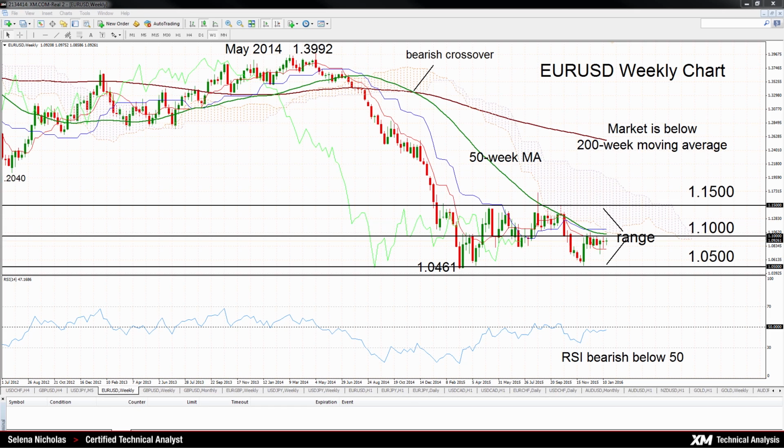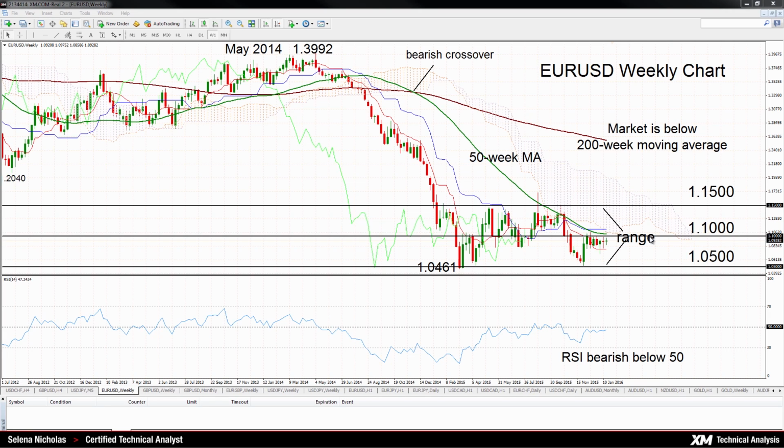Today's January 20th, 2016. We'll start with Euro USD on the weekly chart. The bias in Euro USD has been neutral on the weekly chart since falling to a multi-year low of 1.0461 in March. The pair has been trapped in sideways action within a range between 1.05 and 1.15. In recent weeks, prices have been capped by resistance at 1.10.